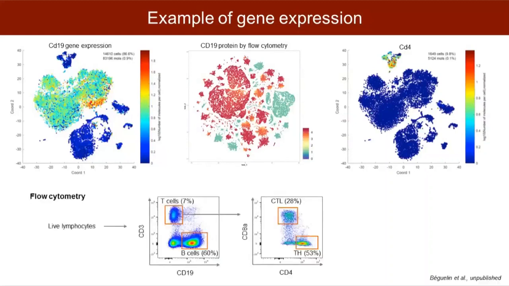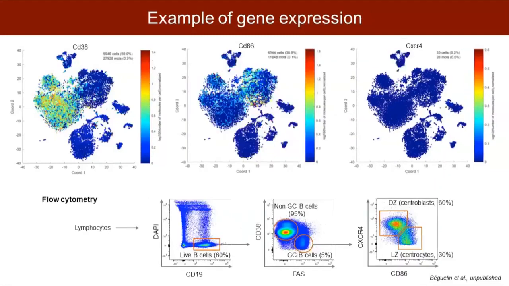By traditional flow cytometry gating, we can also distinguish these populations based on surface markers. I'm showing here some examples of gene expression at the top and protein expression at the bottom of markers that distinguish subsets of B cells.